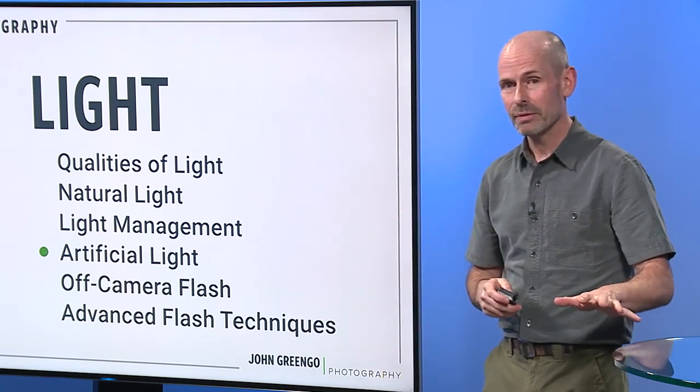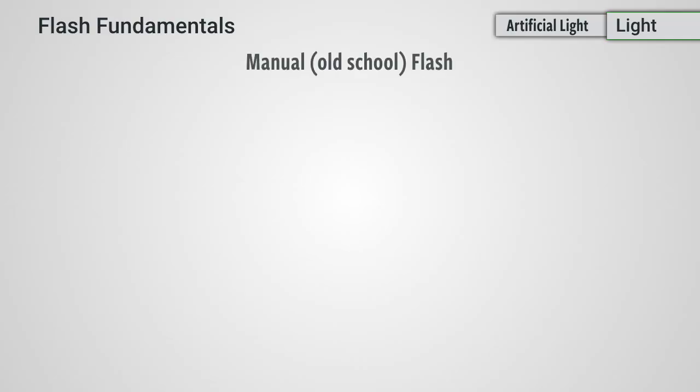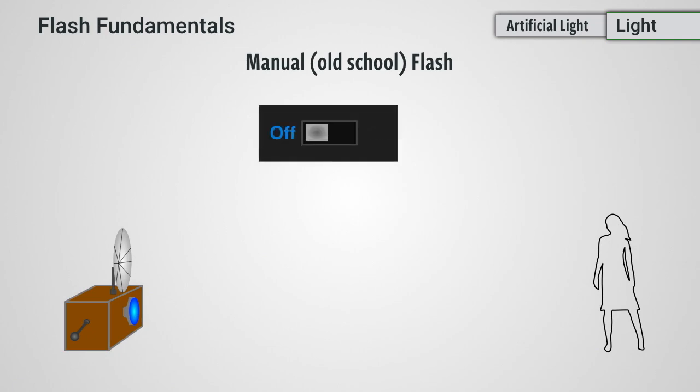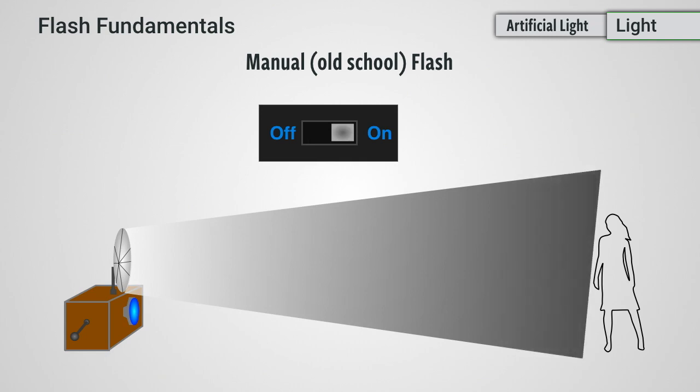And so we're going to take it one step at a time. First off, let's talk about the way that artificial flash photography works. Now, back in the old days, we had these box cameras, and they had lights where we could fire the flash, and the light was pretty simple. It was either off or it was on. And it would fire this flash, and it would strike our subject, and we would record that light.